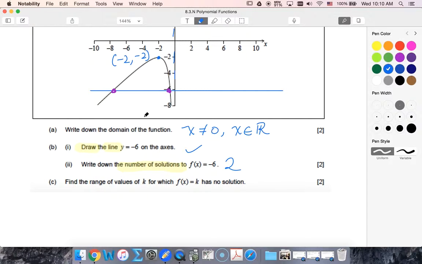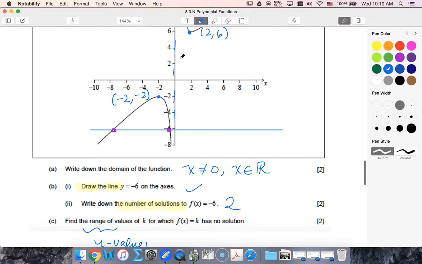Find the range. So now range, I'm thinking y values of k for which f of x equals k has no solution. So when f of x was -6, we had 2 solutions. We're going to have 2 solutions as we keep going up until we hit this point where we would have just 1 solution. But from this whole area here, if I drew horizontal lines in, I would not hit the graph. So my y values go from -2 up to 6, where if I drew lines in, I would have no solution.